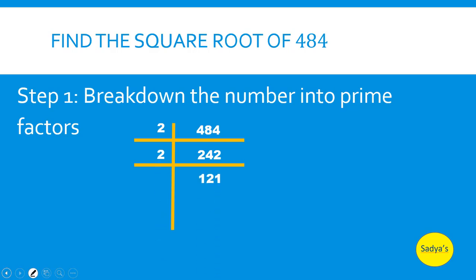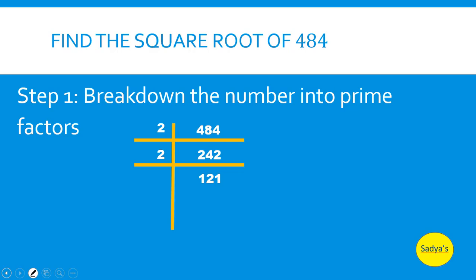Now 121 is not divisible by 2. We move to the next prime number, which is 3. 121 is not divisible by 3. So we move to the next prime number, which is 5. Again 5 is not a factor of 121. 121 doesn't come in the table of 5. So we move to the next prime number, which is 7. And 7 is also not a factor of 121. So we move to the next prime number.